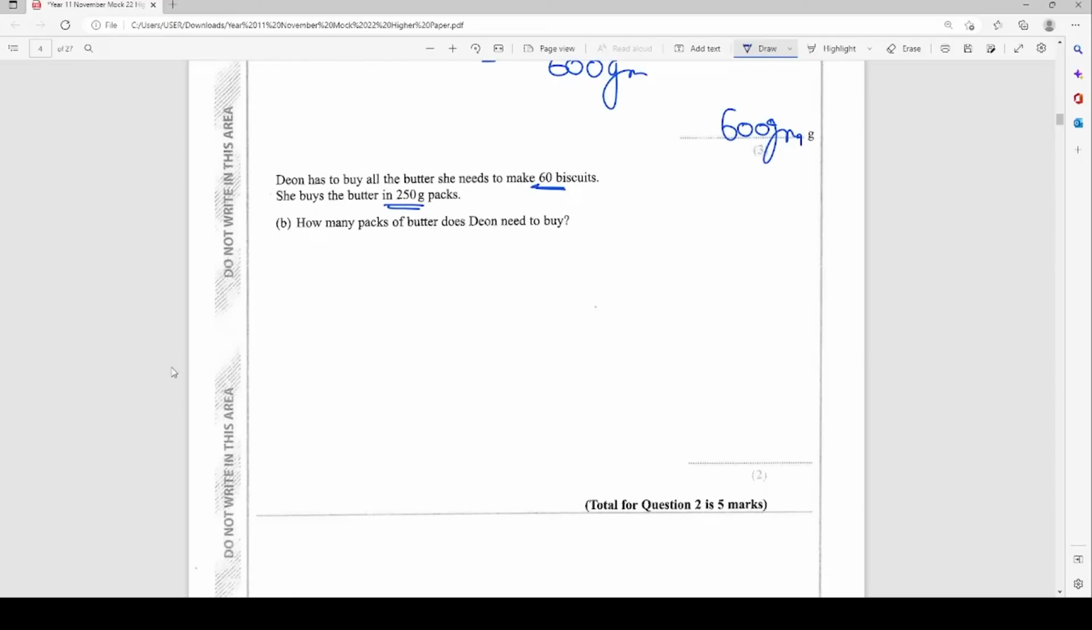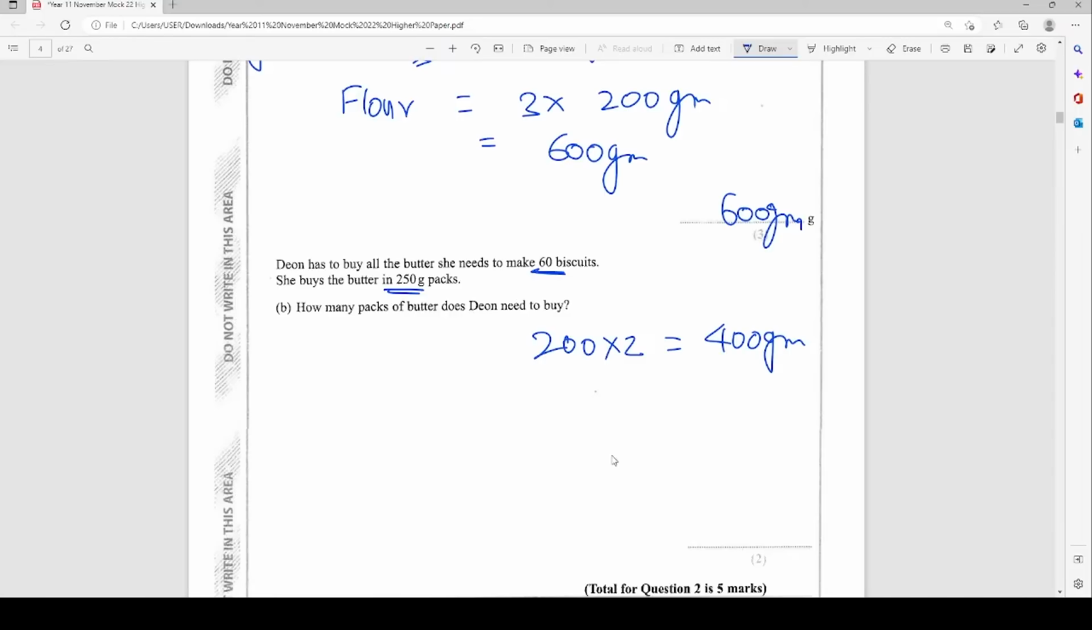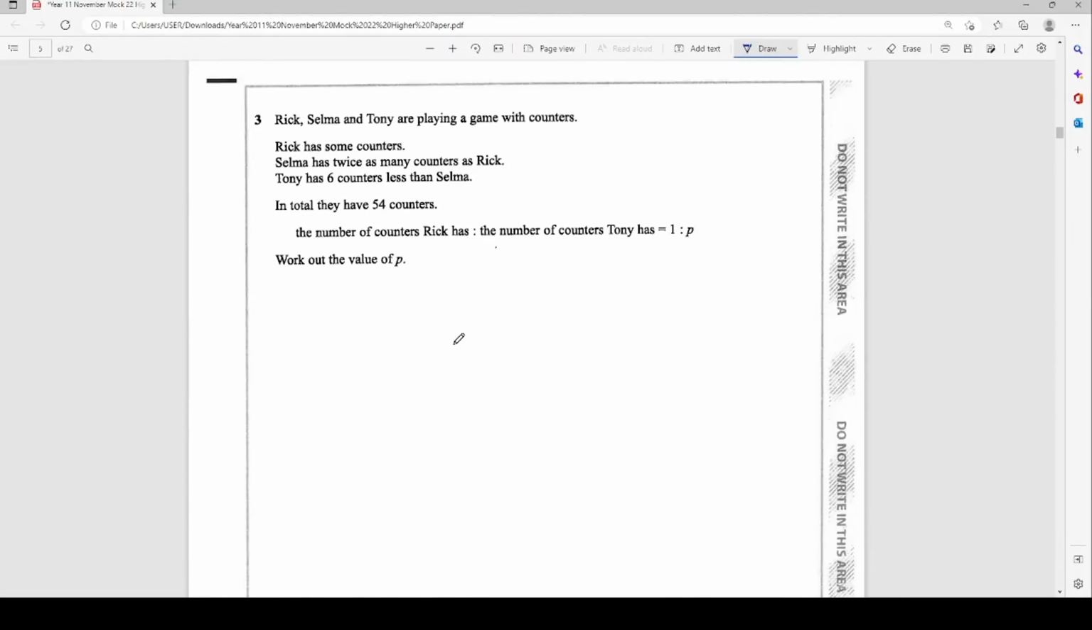So here we need to find the amount of butter. It is 2 times as much butter as sugar. So twice means 200 times 2, that is, they will need 400 grams. 200 times 2, that is 400 grams. And since one pack contains only 250 gram, in order to have 400 gram, they have to buy 2 packs. So 2 is my answer. Let's move to the third question.